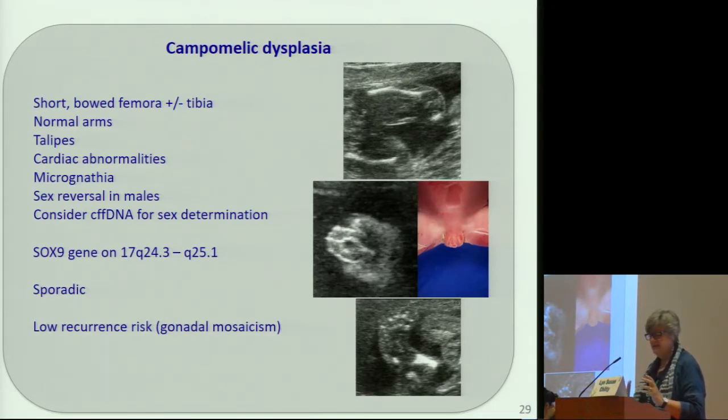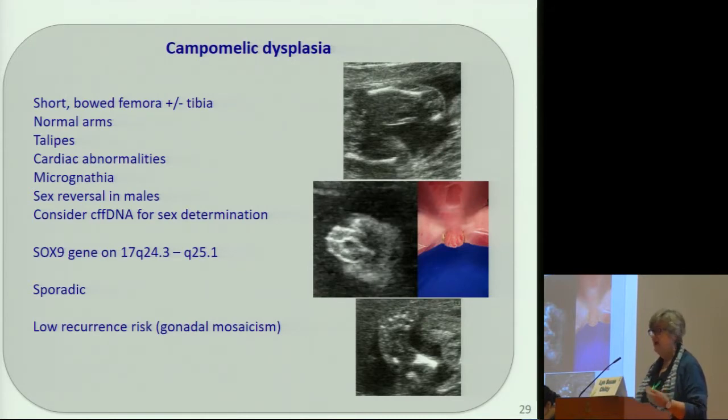So in this condition the only long bones that are affected are the lower limb bones. They're short, they can be bowed, can have talipes. If you look carefully, some have heart abnormalities, they can have micrognathia, and you have sex reversal in about 50% of male fetuses with campomelic dysplasia.